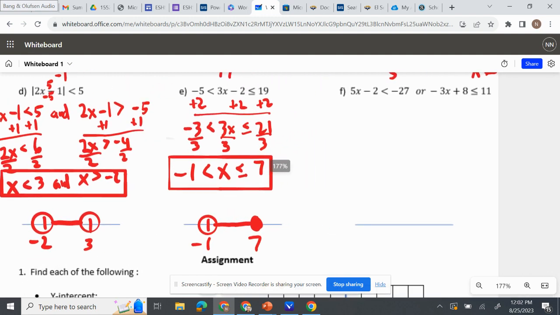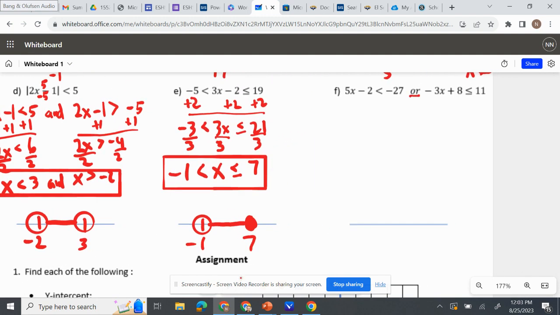For my last one, this is an or statement, obviously, because it says or. I'm going to solve both inequalities. The first one, I add the 2, and I get 5x is less than -25. Then I divide it by 5, and I get x is less than -5.